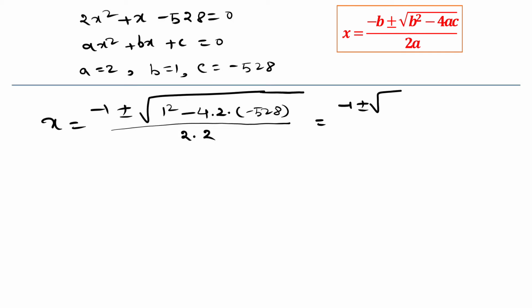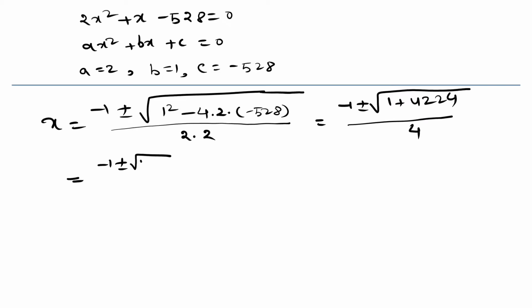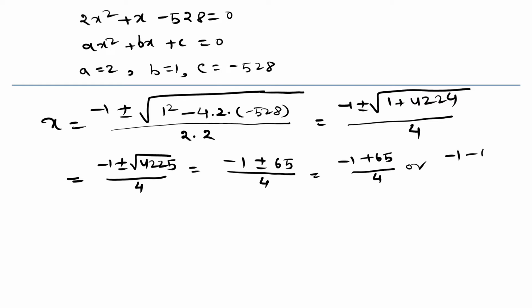x is equal to −1 plus or minus the square root of 1 + 4224, over 4, which is −1 plus or minus the square root of 4225, the whole divided by 4. And the square root of 4225 is 65, so (−1 ± 65)/4. First taking the positive sign, (−1 + 65)/4, and then taking the negative sign, (−1 − 65)/4. That gives us 64/4 or −66/4, or 16 or −16.5.